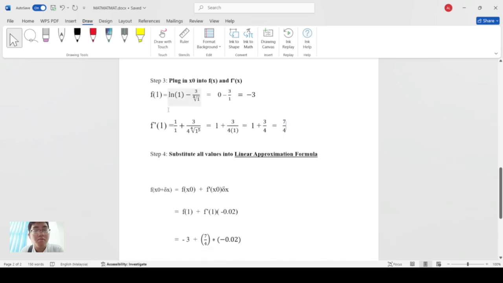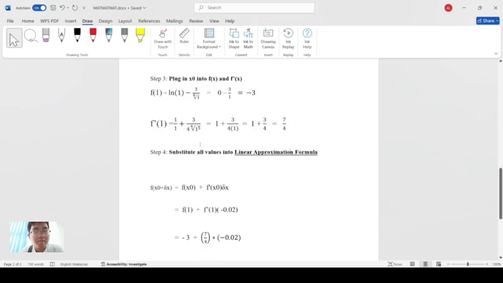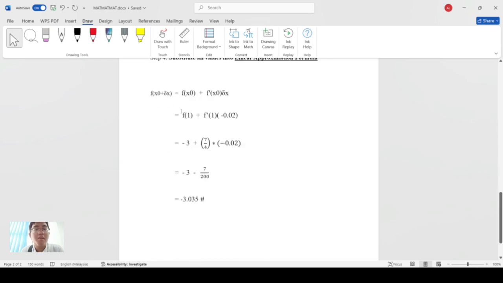Now that we've got all of the values, we can substitute all of them into the formula of linear approximation, which is this. You can see here that the final answer would be negative 3.035, which is in 3 decimal places as instructed. Thank you.